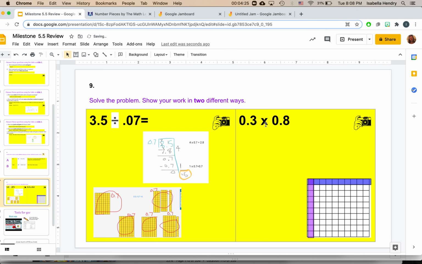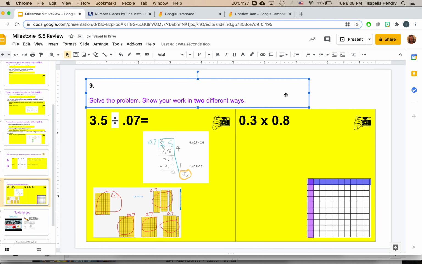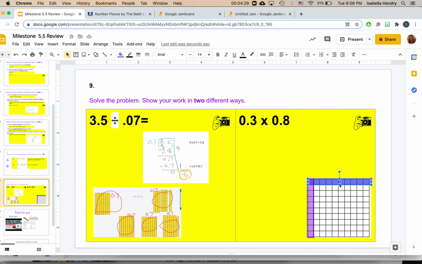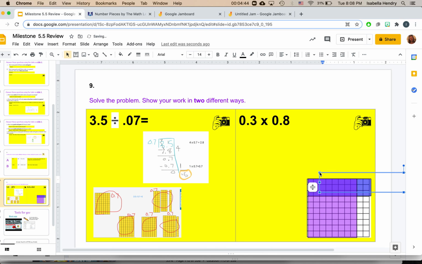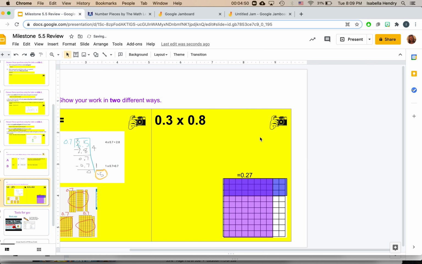Now the next one is multiplication. So it's 3 tenths times 8 tenths. I gave you one option over here, which is you could make 3 tenths and then 8 tenths, and you could look at the part where they overlap. So that's 27 hundredths. So you could use that tool to show me your multiplication.